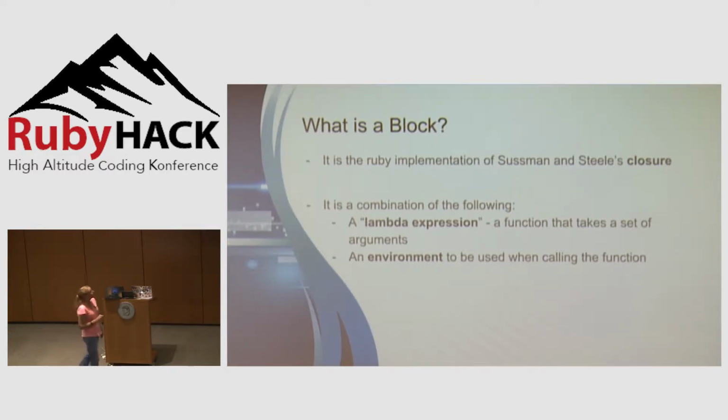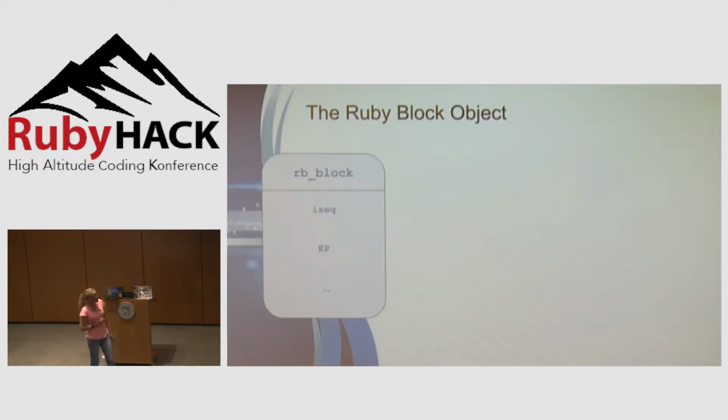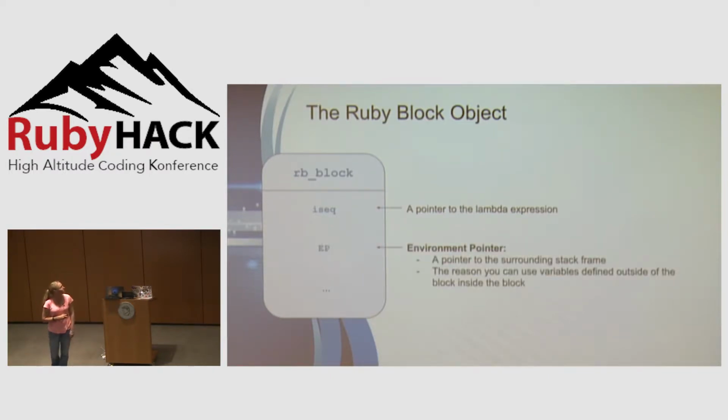In the underlying C code for Ruby, the block is actually an object, and it's called RB_block. In Ruby 2.2 and lower, it is actually called RB_block_t, with a _t at the end as well. And it has several properties. Among those is the iseq pointer, and this is just a pointer to the Lambda expression of the closure. Then it has an environment pointer property as well. And this is a pointer to the surrounding stack frame of the block.